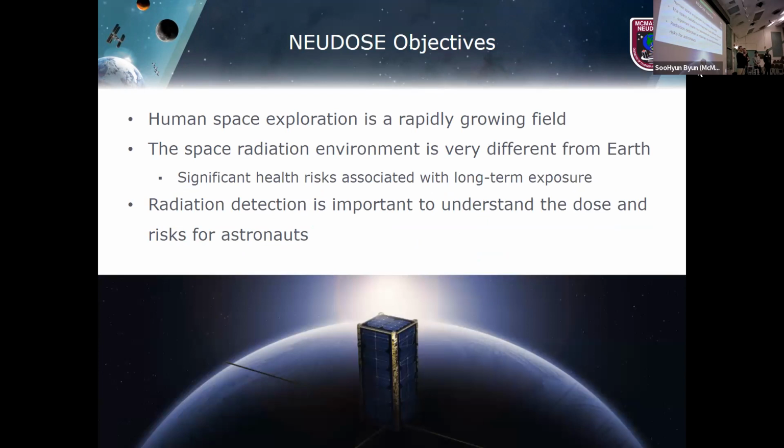So some of our NEUDOSE objectives that we have here. The objectives for this whole mission: human space exploration is a rapidly growing field. You can see it growing with the launch of the James Webb Telescope recently. There's a lot of countries that are investing in space research. And one of the segments of this research is space radiation. Space radiation is much different than the radiation on Earth, because when you're in space, you're not protected by the atmosphere that you benefit from on Earth. And there are significant health risks associated with long-term exposure for the astronauts that enter space. So radiation detection is an important part to understand the dose and the risks for these astronauts.